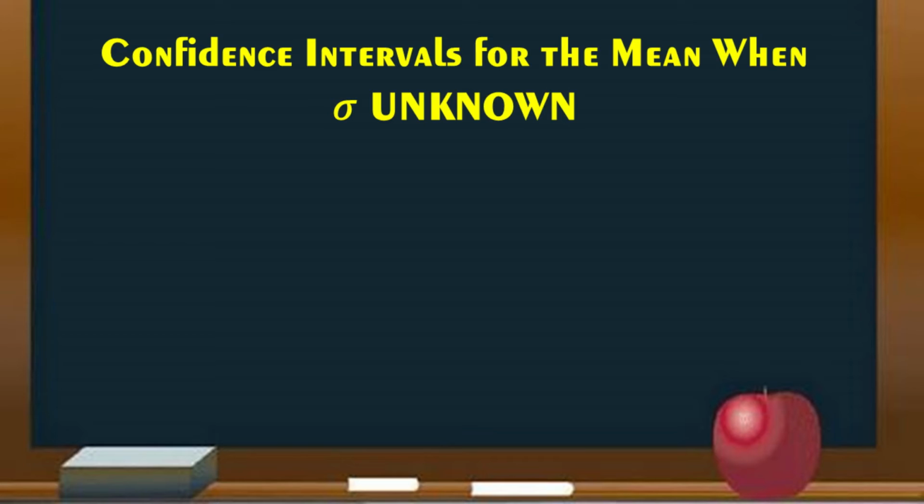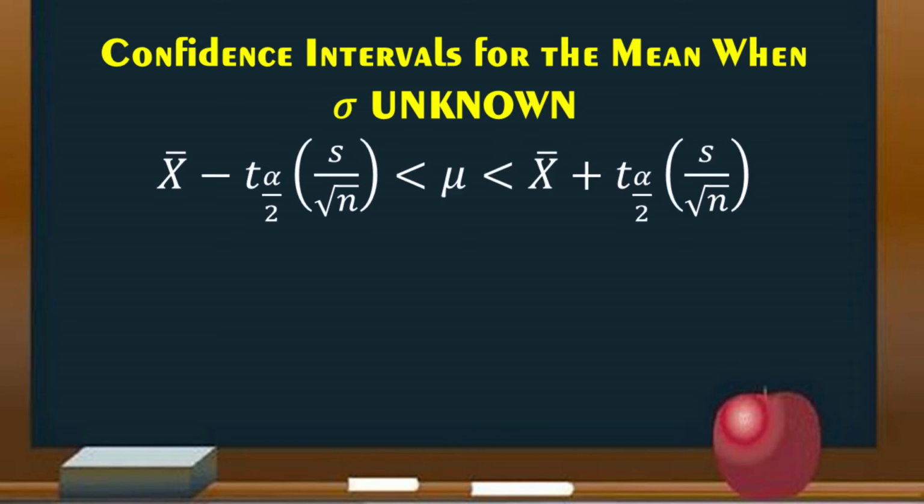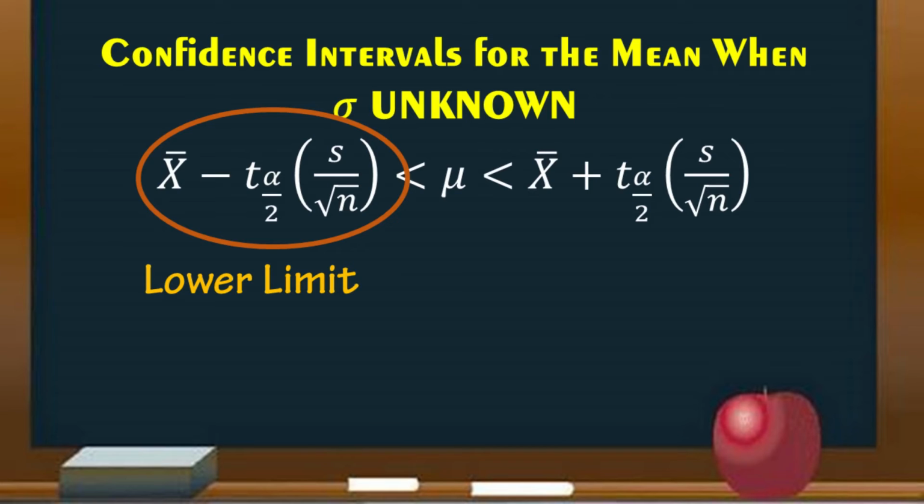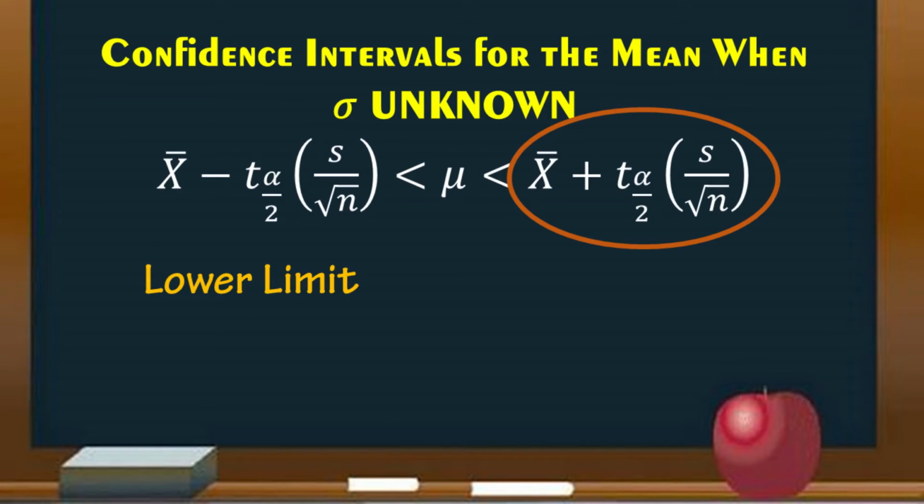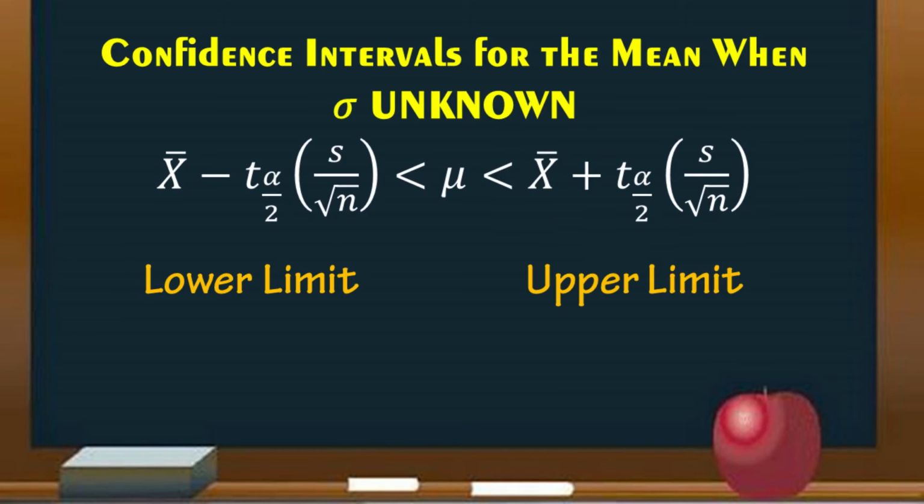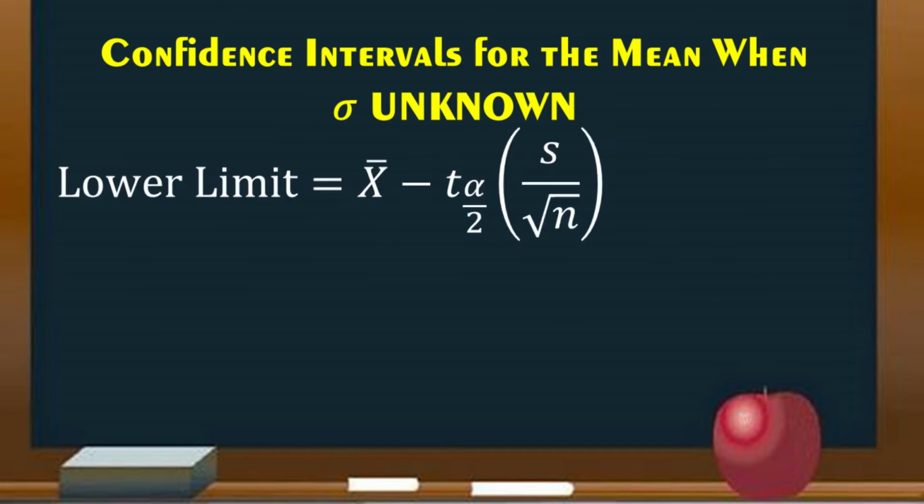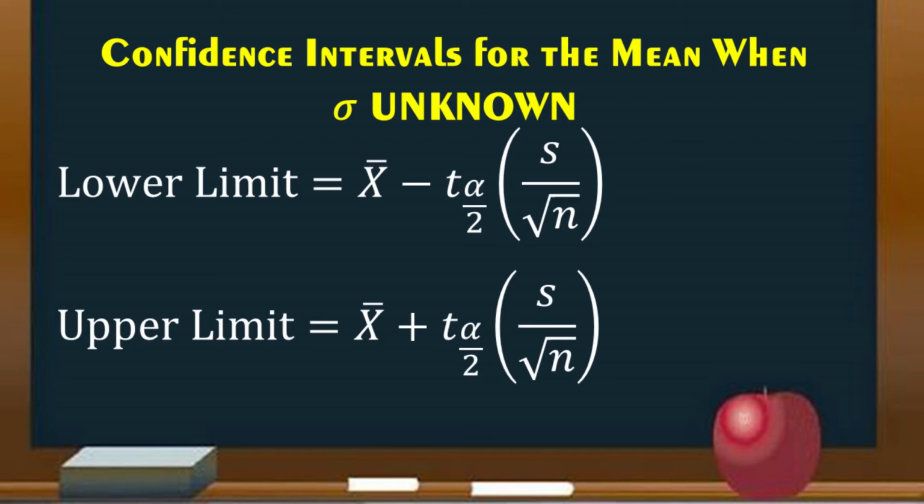Next, we will solve for the confidence intervals for the mean when the population standard deviation is unknown. And this is the formula. X bar minus t sub alpha over 2 times the quantity s over square root of n is the lower confidence limit, and x bar plus t sub alpha over 2 times the quantity s over square root of n is the upper confidence limit. So the formula can be classified into two, the lower and upper confidence limit. Now we will use the formula to solve for the confidence interval of the second problem.